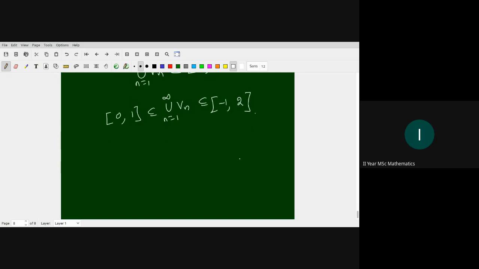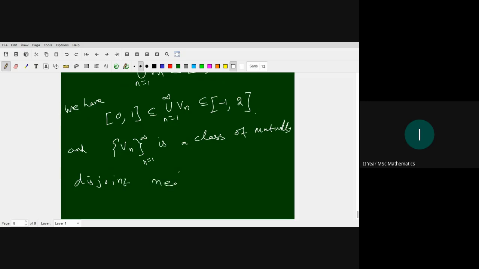And also we know this, so we have this relation. We have [0, 1] contained in the union of Bn, contained in [-1, 2], and this class Bn is a class of mutually disjoint sets, mutually disjoint measurable sets.